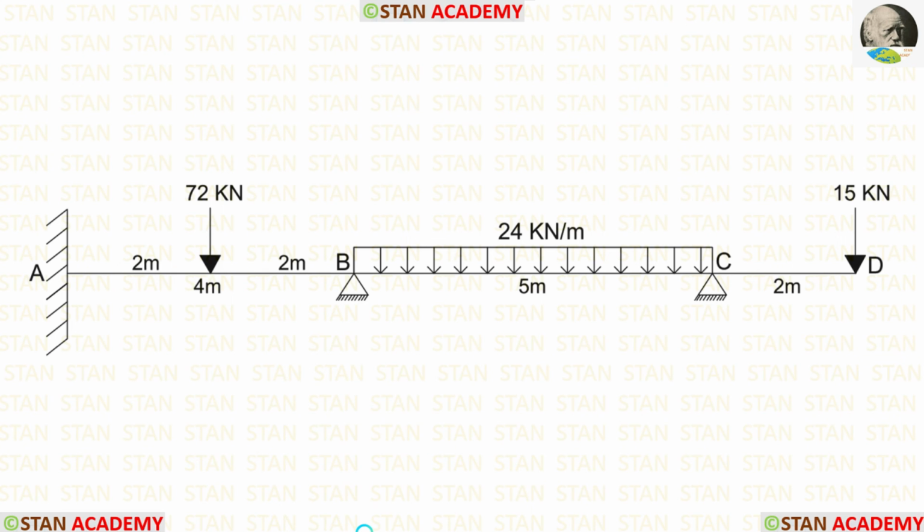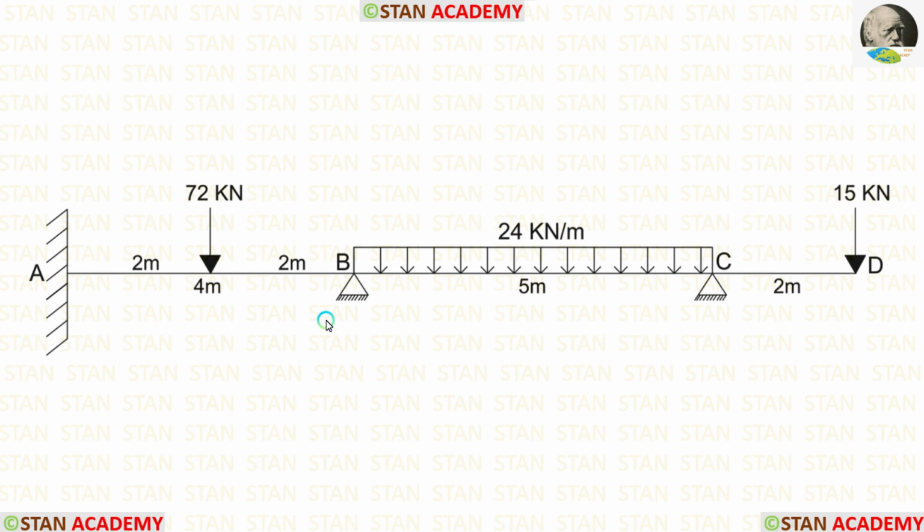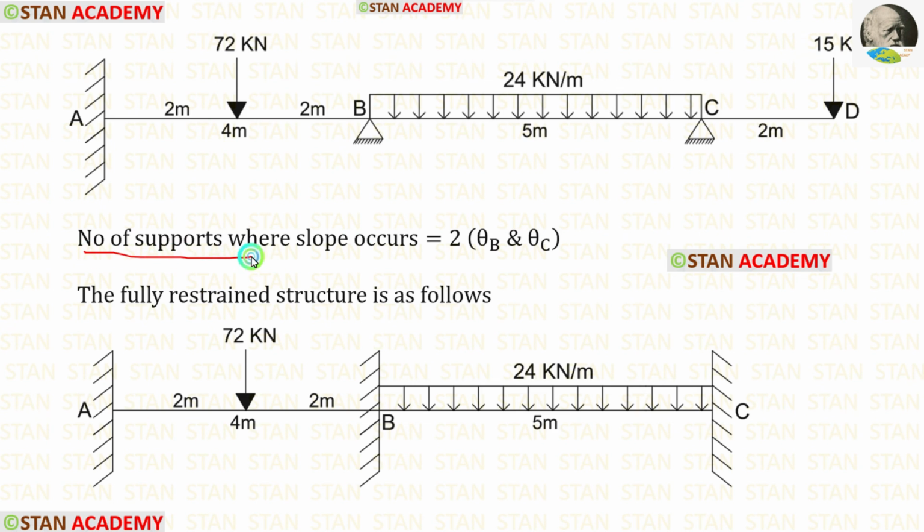In the stiffness matrix method, we have to check the number of supports in which slope can occur. Let us see the conditions. In the fixed support, there will be no slope. In the hinged support, there will be slope. And in the roller support also, there will be slope. In this beam, there are two hinged supports. In the point B and in the point C, there are hinged supports. So, the number of supports where slope occurs is 2. In the point B, there is theta B, and in the point C, there is theta C.